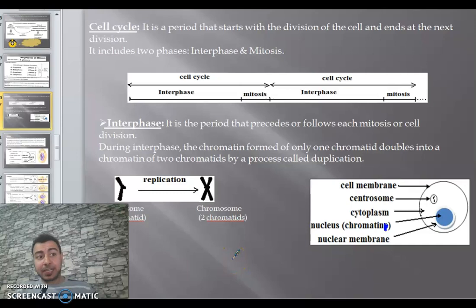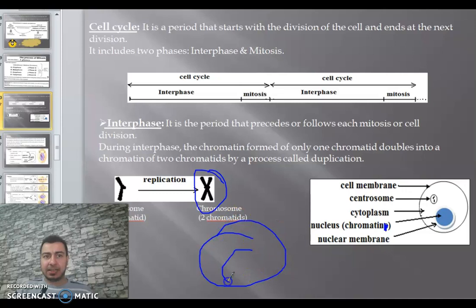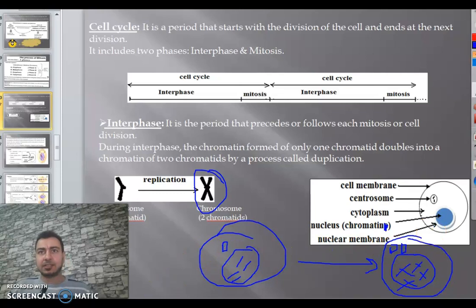Okay, during interphase, in the S phase, you have to know that all chromosomes are duplicated. If I want to draw a cell, this is a cell. Before interphase, look, there are 4 chromosomes and 1 centrosome. After interphase, the cell enlarges in size. Each chromosome is made up of 2 chromatids, and 2 centrosomes are found inside the cell.